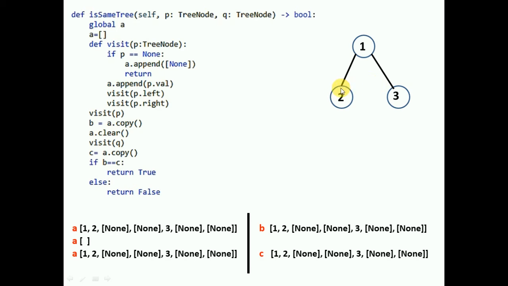What is p dot val? Our node p is now 2, so p dot val is 2. So 2 will be appended to the list. Now our list contains 1, 2.